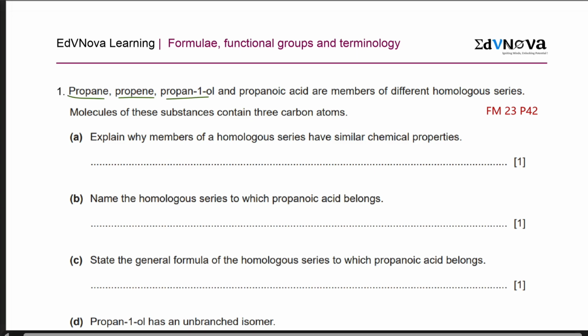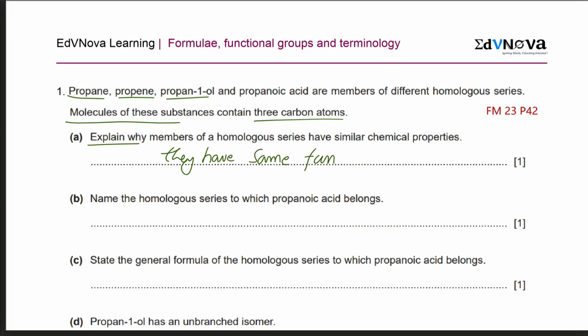Propane, propene, propanol and propanoic acid are members of different homologous series. Molecules of these substances contain 3 carbon atoms. Explain why members of a homologous series have similar chemical properties. Now, in organic chemistry, reactions depend on functional group. Methanol, ethanol, propanol, butanol, they all have similar chemical properties because they have the same functional group. So you can write as they have same functional group.